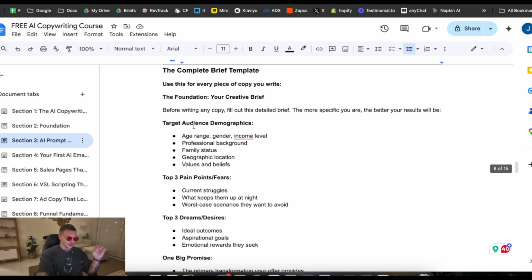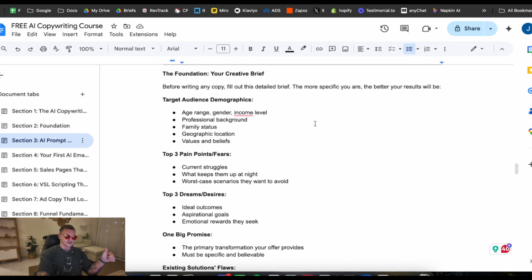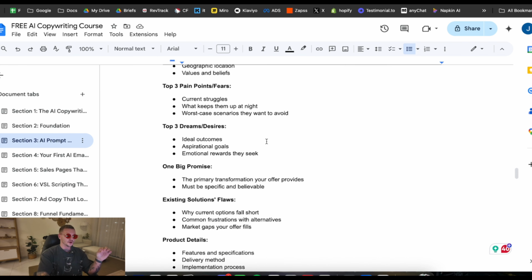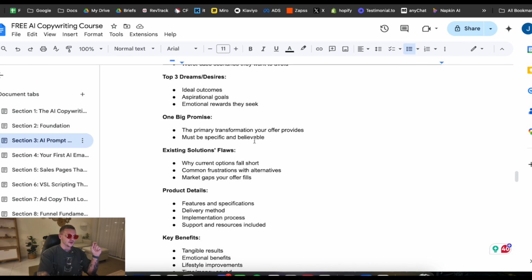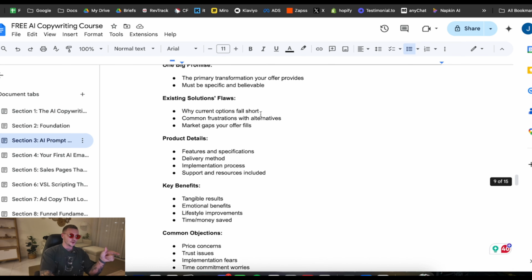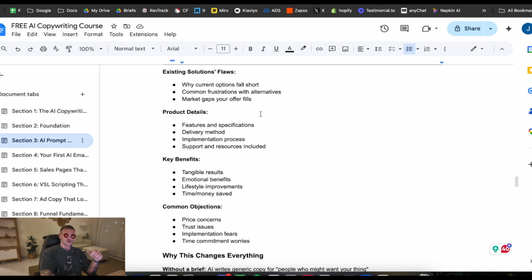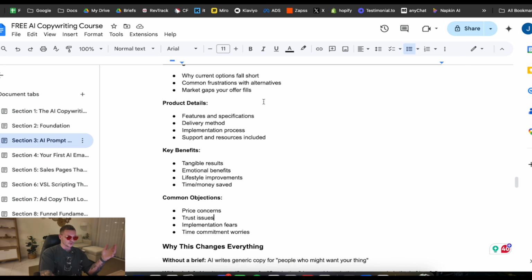Foundation. This is what you want to fill out. Target audience demographics, age, gender, income level, family status, geographic location, values, beliefs. Then we're going to go into their pain points and fears. Then we're going to go into their dreams and desires. Then the one big promise that our product or offer delivers. We're going to talk about existing solutions and their flaws, so why the current things that they've tried aren't working.